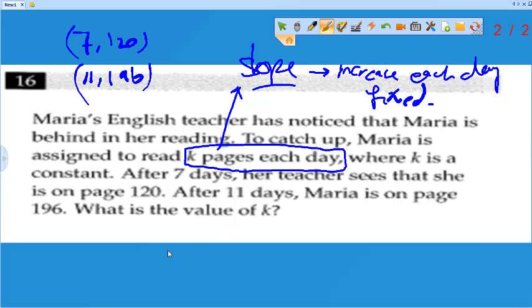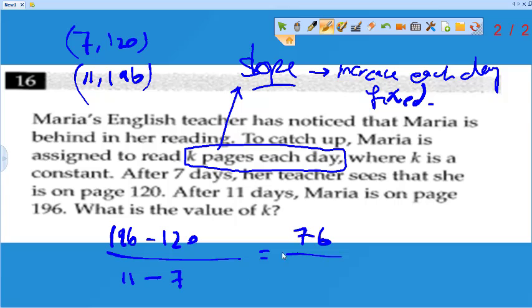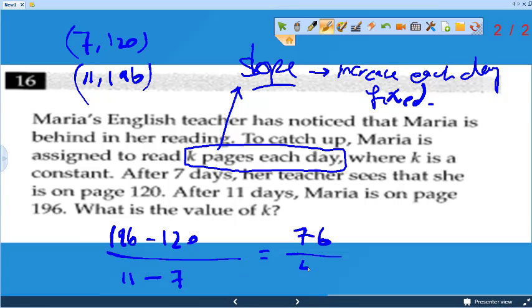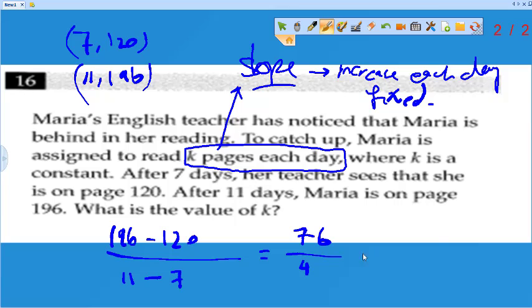How would we get the slope? Yes, y2 minus y1, 196 minus 120 over 11 minus 7. Look at this one. By making ordinary subtraction, because this is the non-calculator section. 6 minus 0 makes 6. 9 minus 2 makes 7, divided by 11 minus 7, which makes 4. How would we make this one? You can do it like someone told me: 4 times 20 makes 80. Take out 4, reduce 20 by 1, it means it's 19, right?